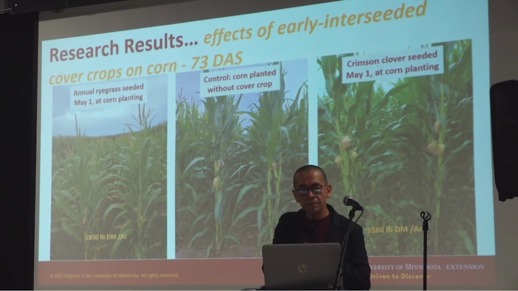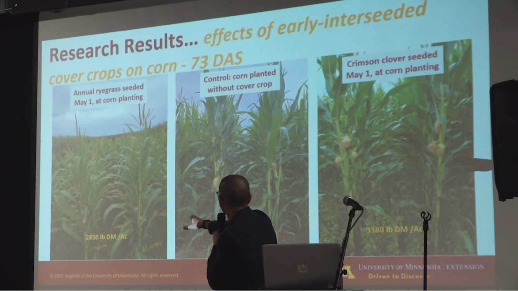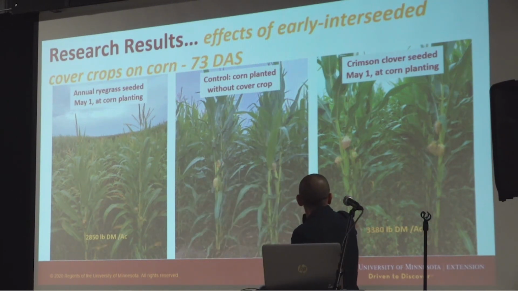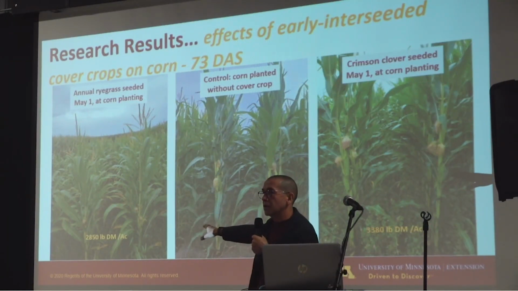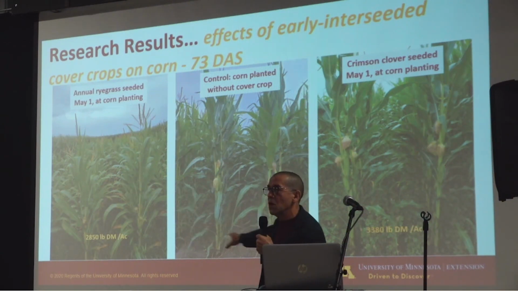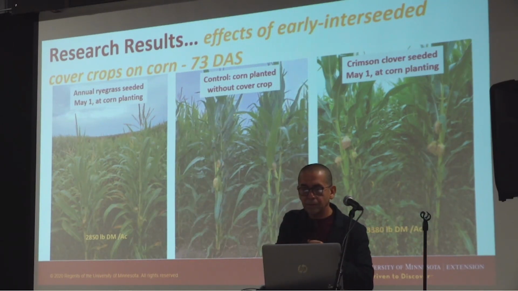One more here. This is the amount of biomass that was produced by the cover crops. You can see how much biomass was produced in the crimson clover, 3,300, and for the cereal rye, 2,800. So much more biomass from the crimson clover because it basically does better when it's shaded.